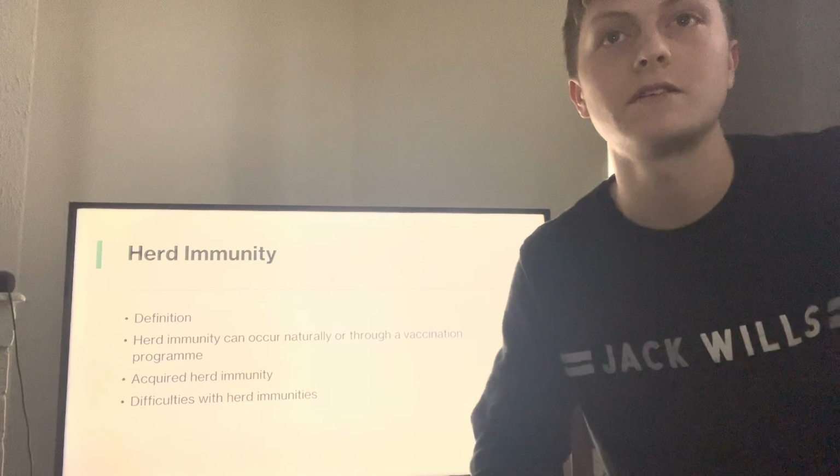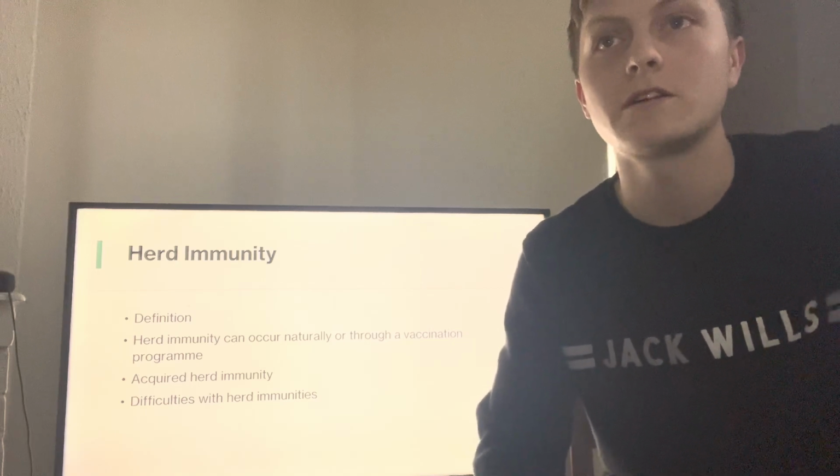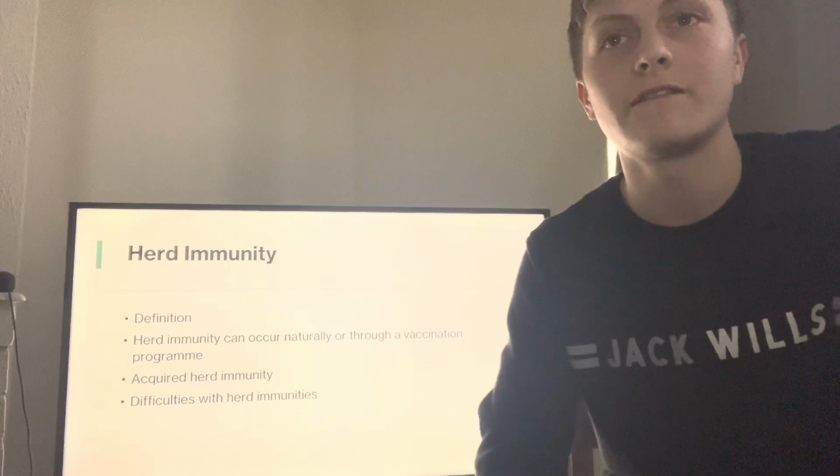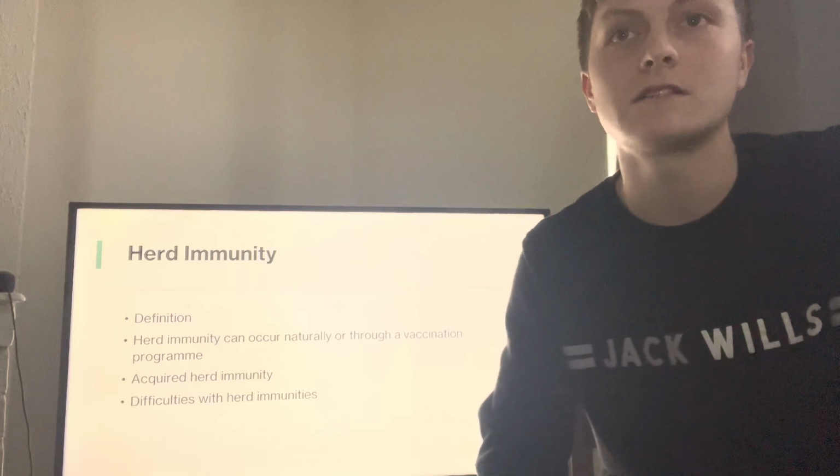Difficulties of herd immunity. Failure to produce an immune number. Infection may occur before the immune response. Refusal to have vaccination. The immune system doesn't pick up the pathogen. The pathogen may mutate, and there may be different varieties of the pathogen.